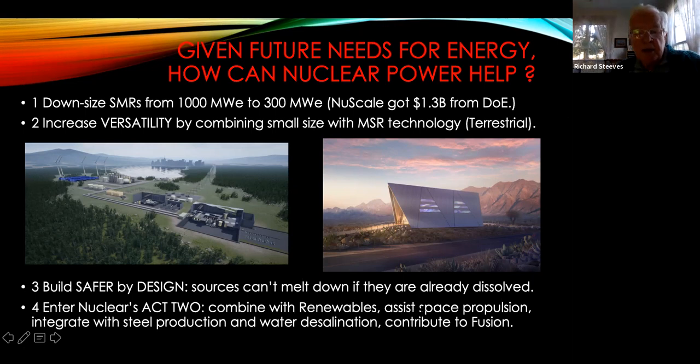There's talk about assisting space propulsion. If we must go to Mars, we can certainly save a lot of rocket fuel by using nuclear engines, and they're designing those now. Even if we don't go to Mars and just go to the moon, it might save a lot of fossil fuels to use nuclear rocket propulsion. We can integrate with steel production and water desalination, and even perhaps contribute to the development of fusion energy.